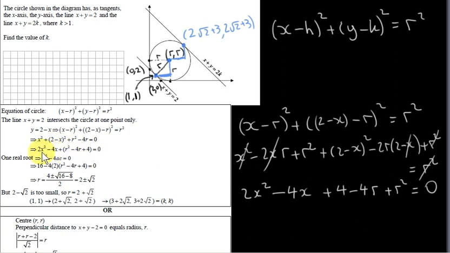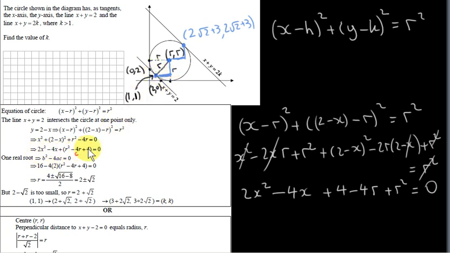So this is a quadratic equation in x, and the next step would be to solve this for x. The r squared minus 4r plus 4 is just a constant. That's the c of the quadratic equation. a is 2, b is minus 4, c is this thing here. So the next step would be to solve for x, and this would give us the x value of the point of intersection of the line with the circle.